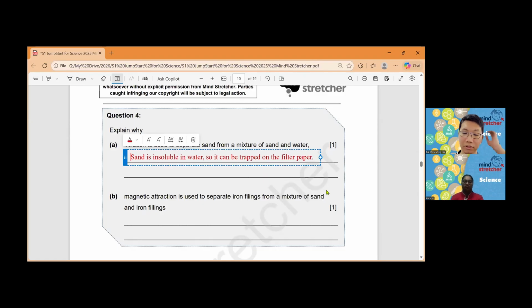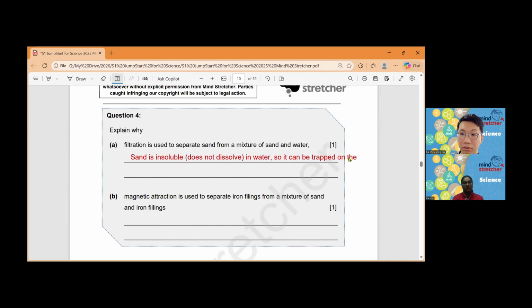Okay, copy this. So sand is insoluble in water, and because it's insoluble in water, it can be trapped on the filter paper. It does not dissolve. Instead of insoluble, if you want to say that it does not dissolve in water, also can. Let me just put a note here. Insoluble: does not dissolve in water.